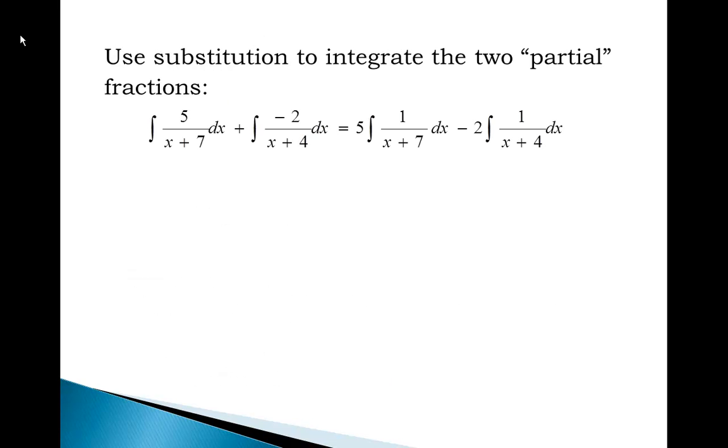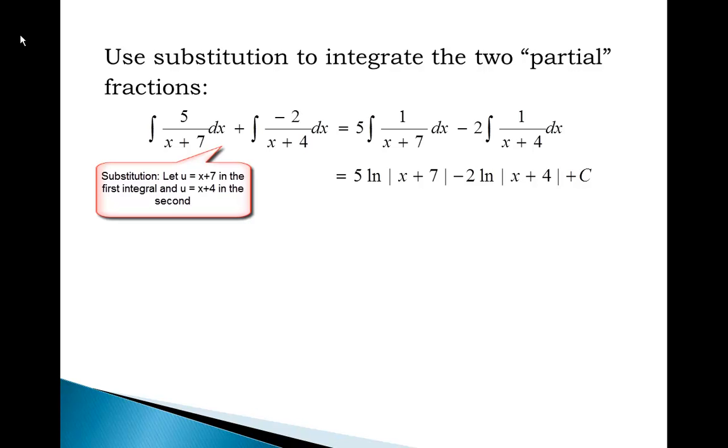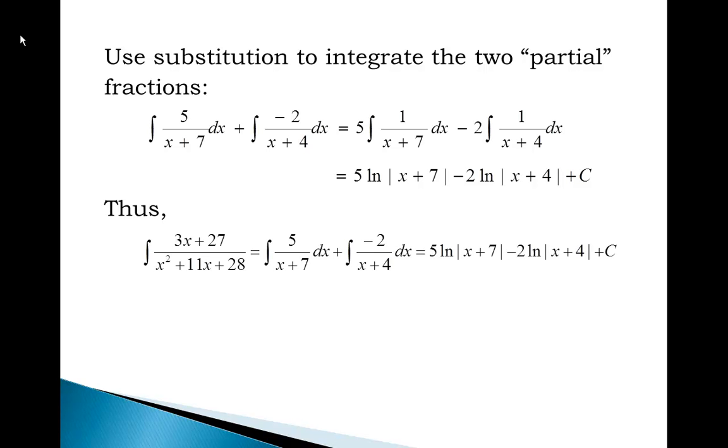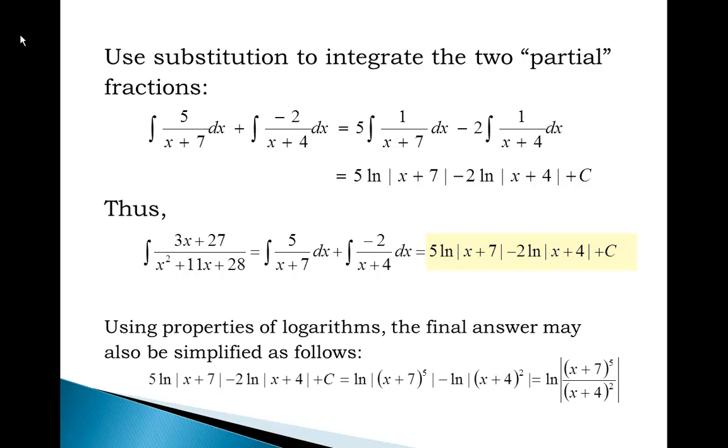So now I want to integrate those two partial fractions. I'll start by moving the constants out front. Then I'll use substitution and find that the integrals are 5 times the natural log of the absolute value of x plus 7 minus 2 times the natural log of the absolute value of x plus 4 plus my arbitrary constant. So in the end, I found the value of my original expression by integrating two simpler partial fractions, and then I arrived at my final answer.